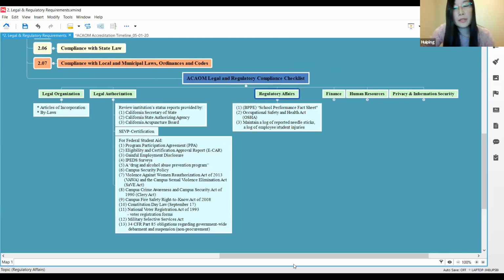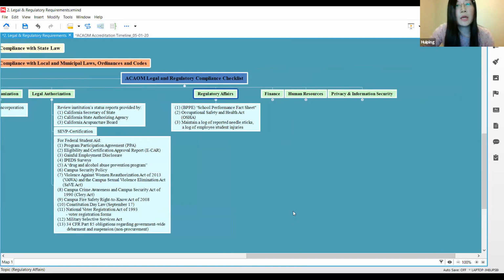And next one is regulatory affairs. This is BPPE's requirement. UEWM needs to publish a school performance fact sheet. And next one is OSHA compliance. For the clinic, we need to maintain a log of reporting needle sticks and a log of employee and student injuries.